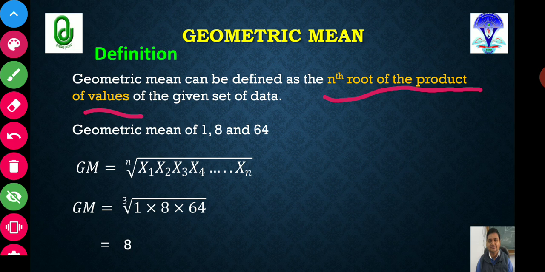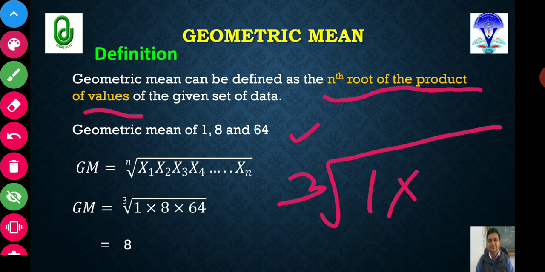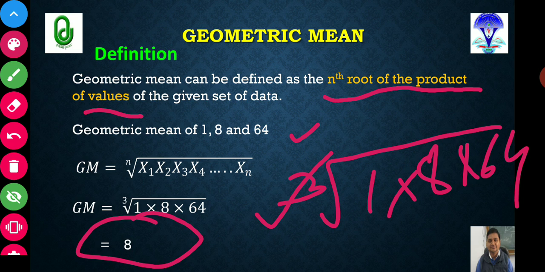Suppose you have one data set comprising the values 1, 8 and 64. Here the geometric mean will be the nth root of the product of values. The product of values is 1 into 8 into 64. When we solve this, we get a geometric mean of 8. So by definition, geometric mean is the nth root of the product of values.